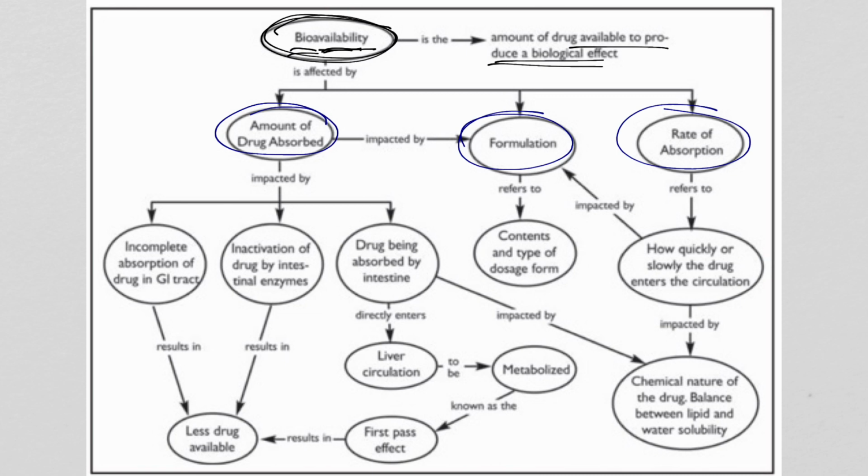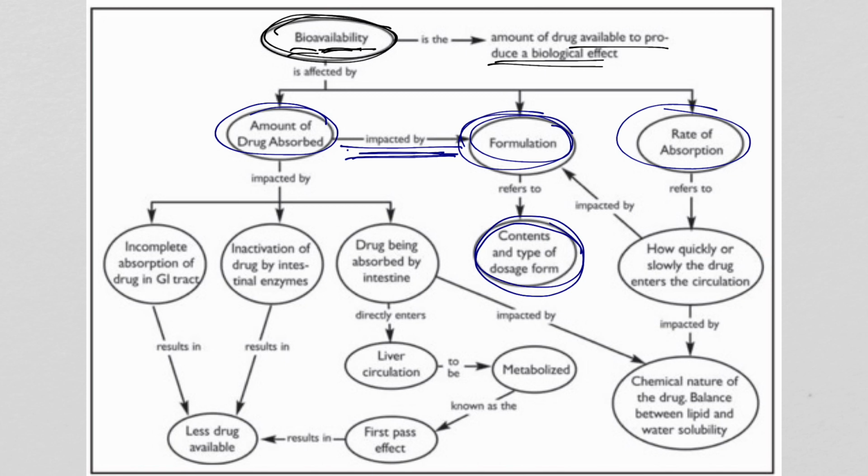The first is the amount of drug that's actually absorbed, right? So we ingest and swallow a drug, and then we have to say, okay, how much of that is actually going to be absorbed, right? That can be impacted by its formulation. So what do I mean by that? It's chemical makeup, right? So formulation can refer to the contents and type of dosage form. So example would be gel tablets versus powder tablets versus syrup or liquid, for example, right?